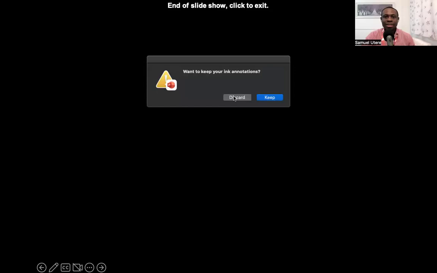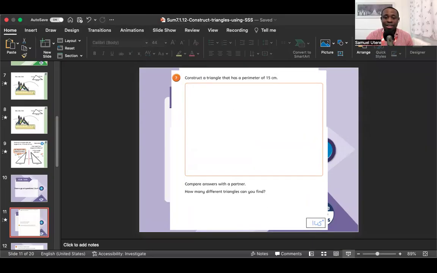And that brings us to the end of our lesson. Really well done for sticking around and for taking your learning seriously, where you have learned how to construct triangles using SSS, side, side, side.